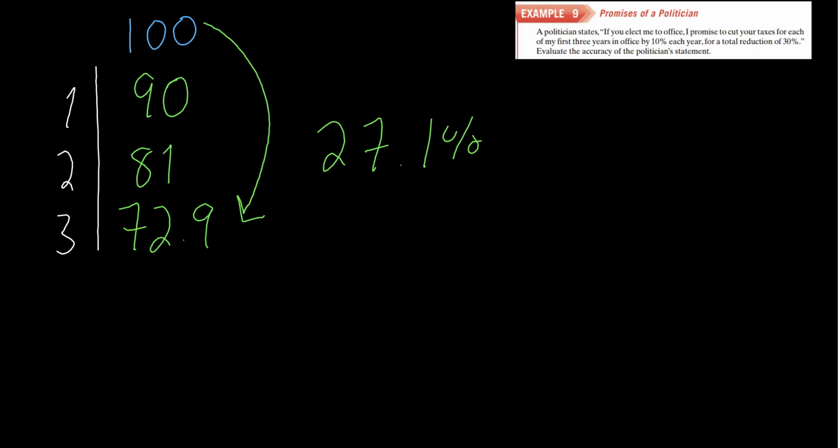27.1%. Let's fix that one up. It's actually a 27.1% decrease. Again, substantial, but it is not for a, quote, total reduction of 30%. And so, naturally, the politician lied. And we're going to just do the bonus example of Vera Bradley, because I've talked about it twice, and I just really want to point it out.